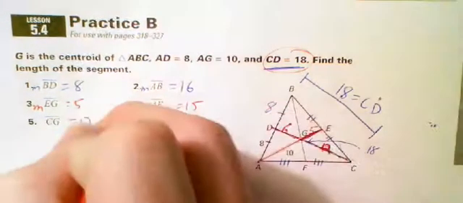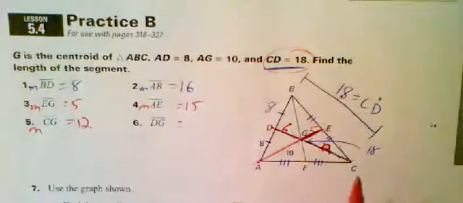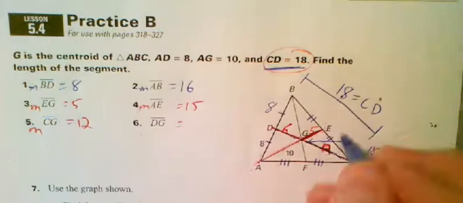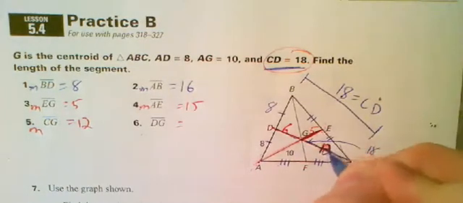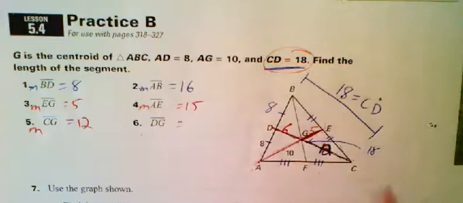Oops, sorry, this one, 12. Okay? Yeah, sorry about that. It got a little smudged. 12. There we go, that's okay. And of course, 12 plus 6 is 18, so you know you did it right.